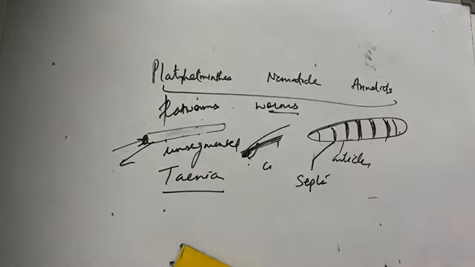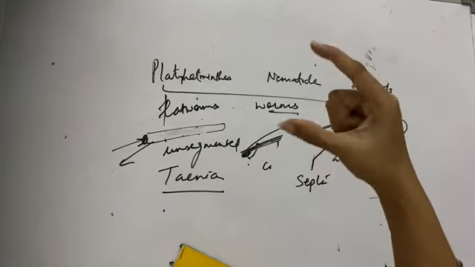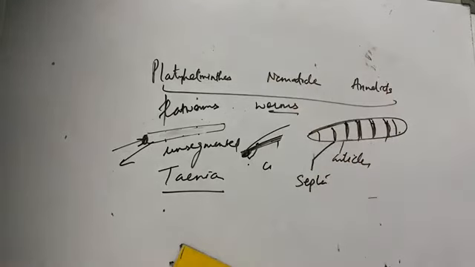Okay, they all have well developed circulatory system, excretory system, nervous system. They also show locomotion. You might have seen that the earthworm moves like this. It contracts its body, relax, contract, relax, right?